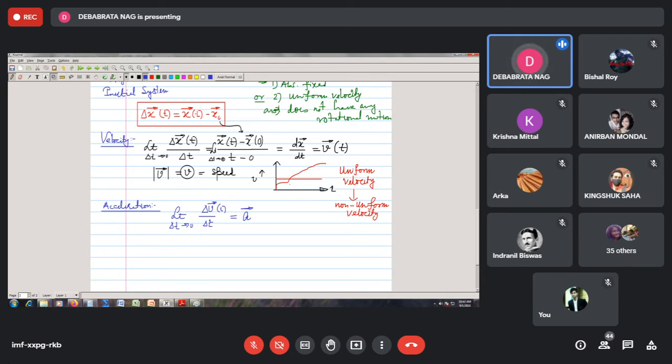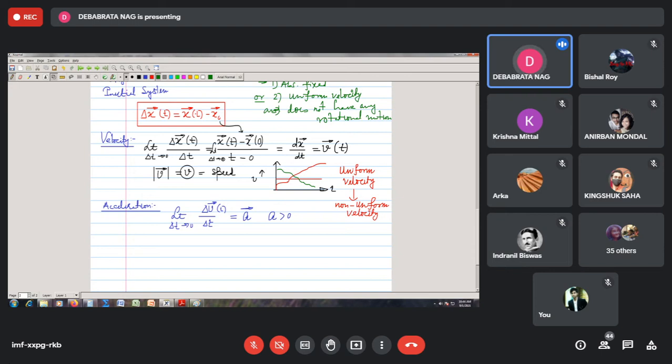So in that case we say that the particle is moving with accelerated motion. On the other hand, if it is found that with time and for accelerated motion, we say that this quantity is a positive quantity. And if it is found that with respect to time, say some velocity is having a curve like this, so it means that with time the magnitude of the velocity is gradually coming down.